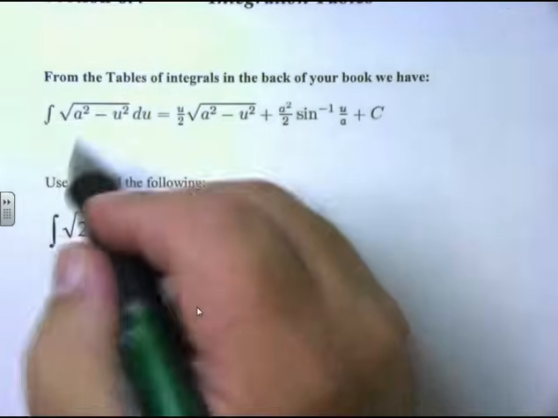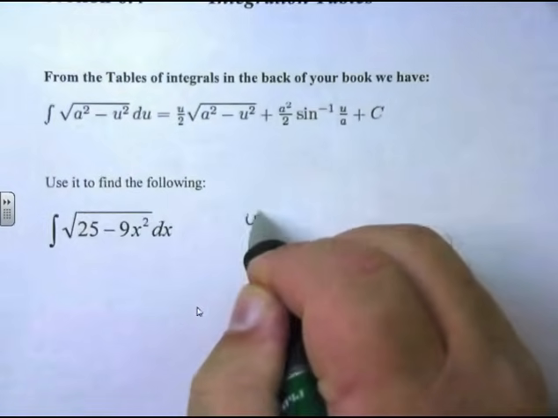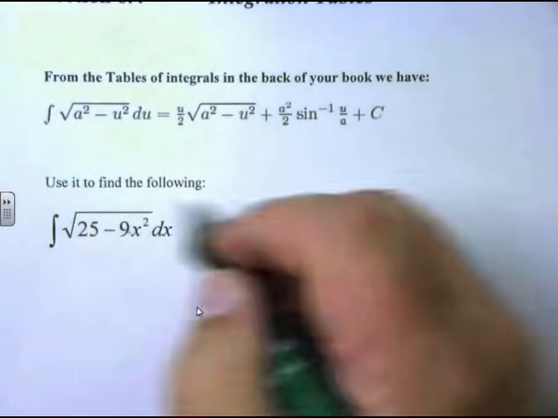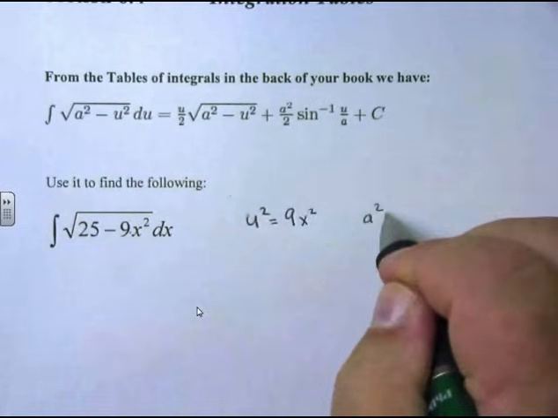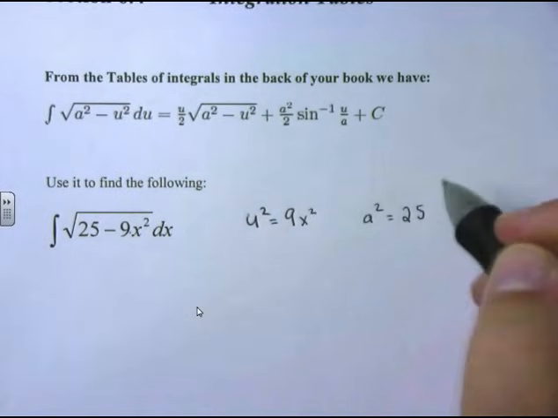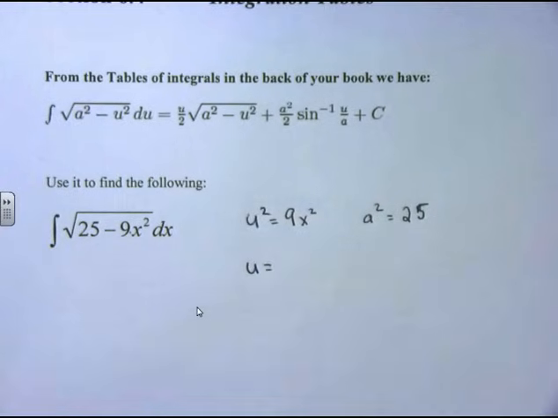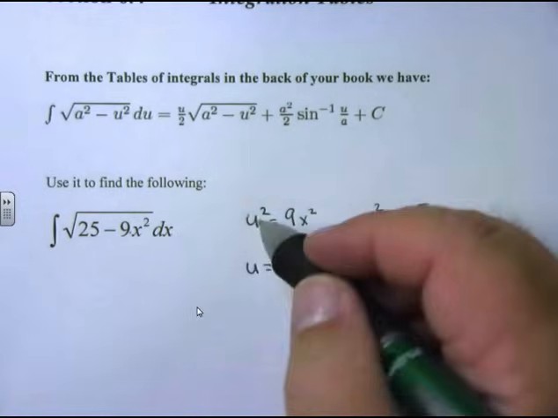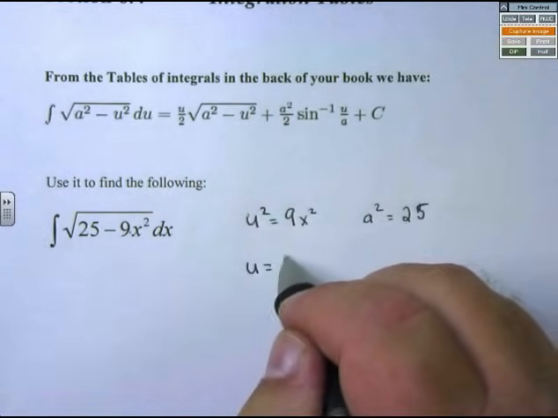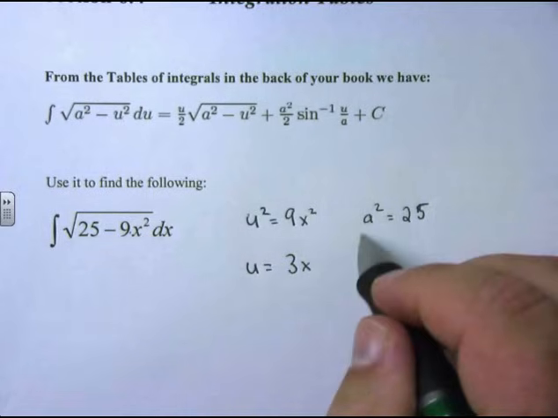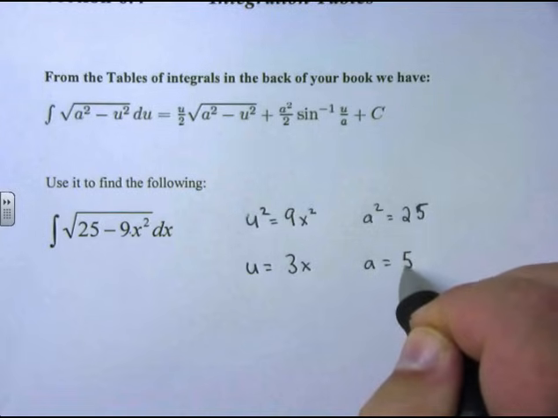You must identify, and it's u-substitution. Actually more like u squared substitution here. Identify what u squared is. The u squared has to be the 9x squared. That also makes the a squared equal to 25. But once you identify u squared, then you need to identify u. Obviously, you take the square root of both sides, and you end up getting u equals 3x. And same idea with a squared equals 25. To figure out a, you take the square root of both sides, and you get a equals 5.